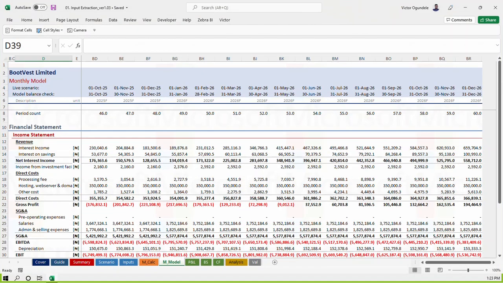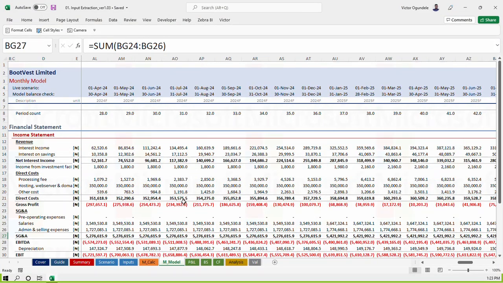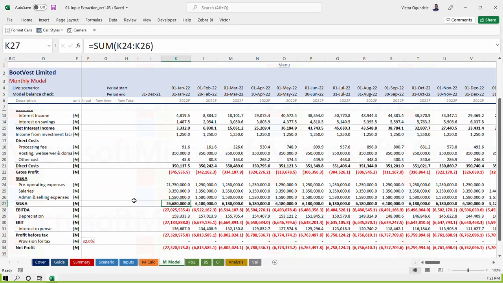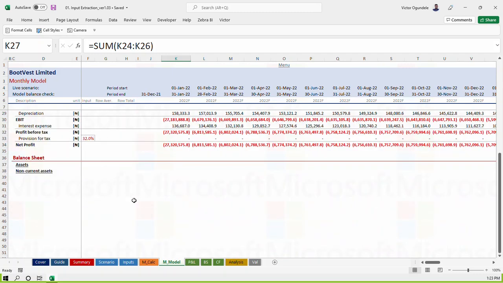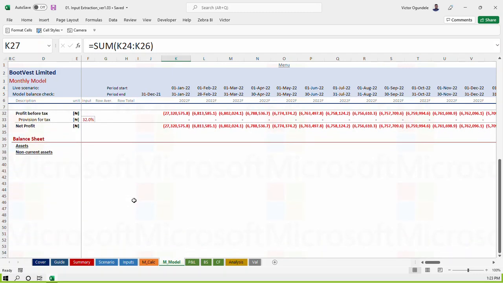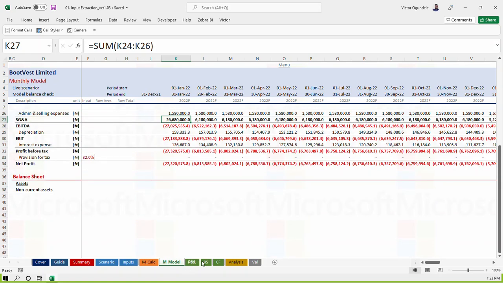So remember your assignment: go ahead, build out the balance sheet and cash flow. Make sure your model is balanced. That one is very important. Make sure it is balanced, then go ahead and consolidate it into the yearly balance sheet and cash flow.